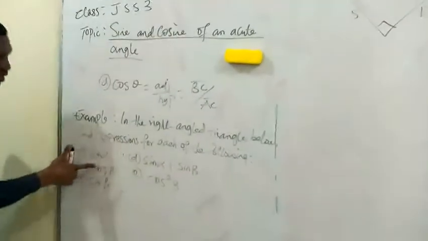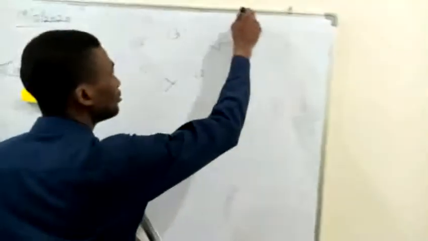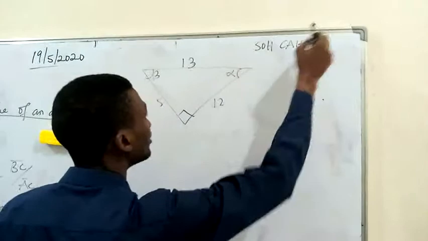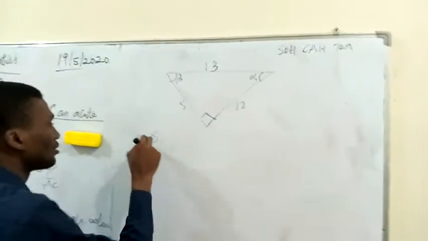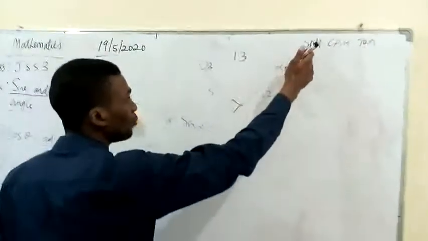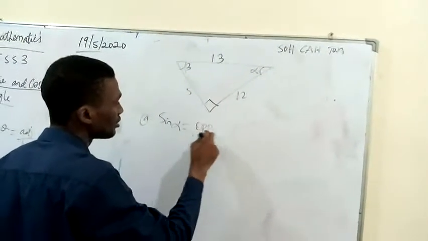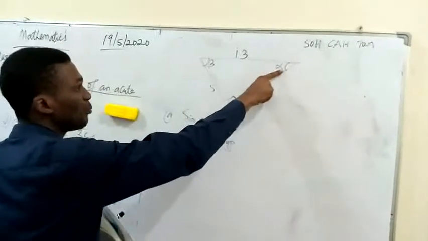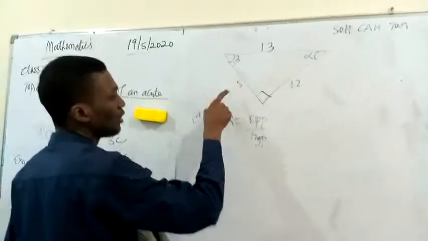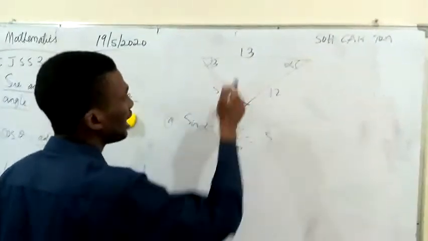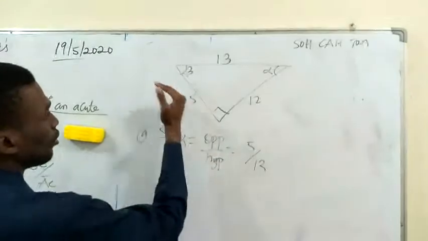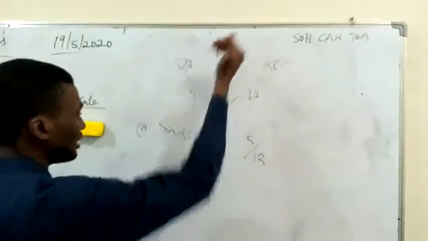So we have to find sin alpha. We still apply our rule. We write it out. Sin alpha will give us opposite over hypotenuse. When we have our alpha this way, the side opposite of alpha is this way. So we have 5 to be opposite, and our hypotenuse is 13. So our sin alpha will give us opposite over hypotenuse, 5 over 13.